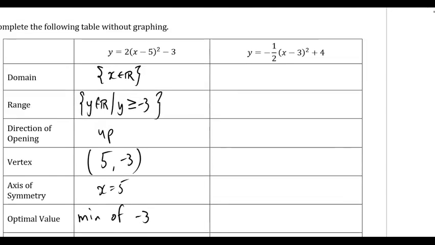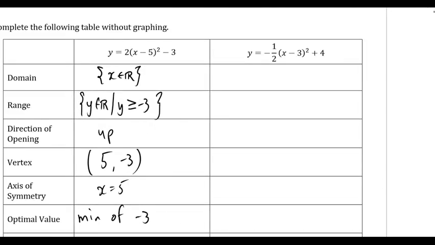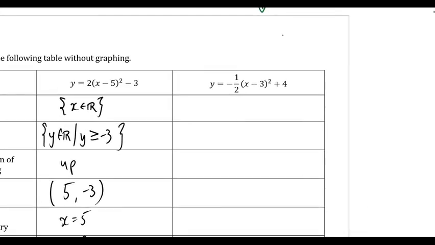Okay, next one. What's going on in this one? It's got a horizontal shift to the right. It's got a vertical shift up. The A value is negative 1/2. H is 3 and K is 4. So it's shifting to the right 3. It's shifting up 4. It's got a reflection and a compression. Alan? Doesn't it go down 4? No. Inside the brackets is opposite. Outside the brackets is not. Okay?